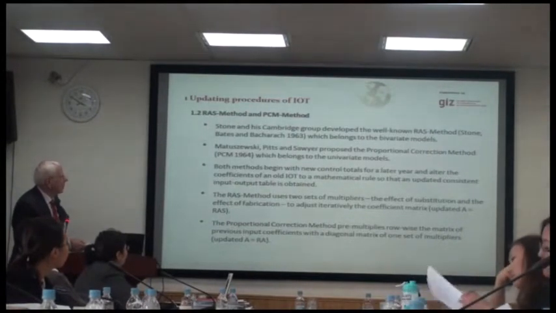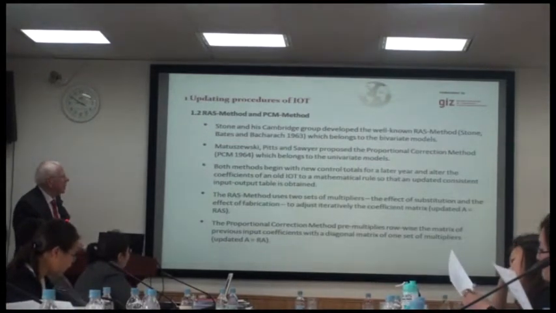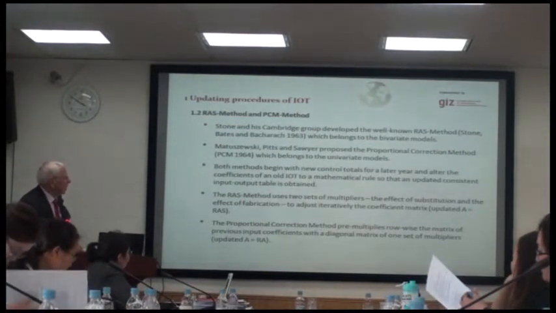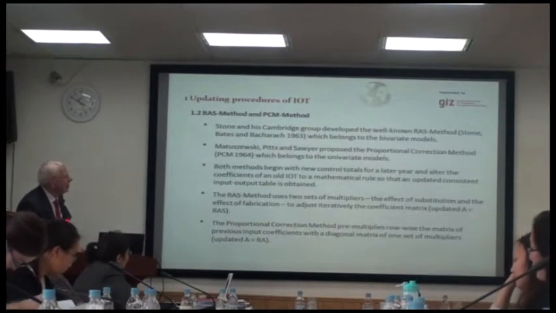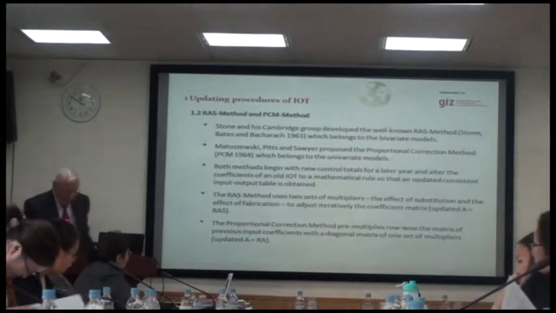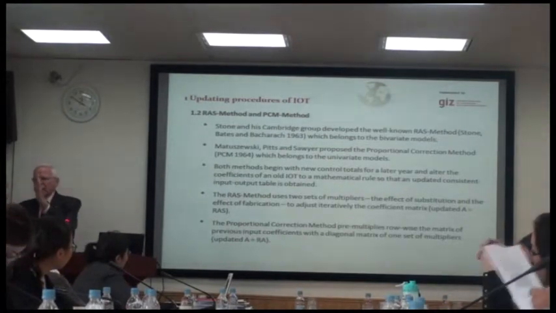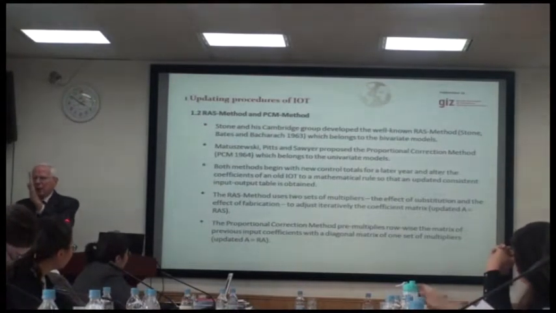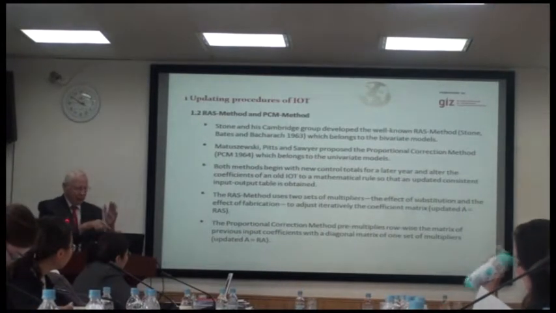The RAS method uses two sets of multipliers, the effect of substitution and the effect of fabrication, to adjust iteratively the coefficient matrix. It's very interesting: updated A plus. And that means always at first you look for a consistency by row. Then you see the difference between the control totals and your new total. There's a difference. Then you say, okay, I make the same approach by column. Then you look here for the difference.